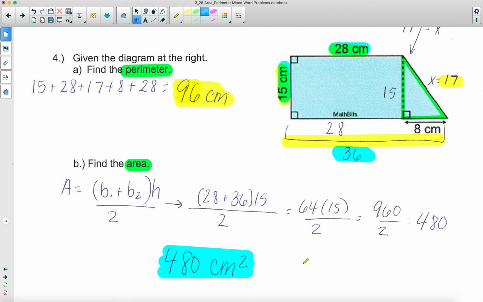Okay. And that finishes up just a mixture of some word problems dealing with perimeter and that one area question. Hope you found this helpful.